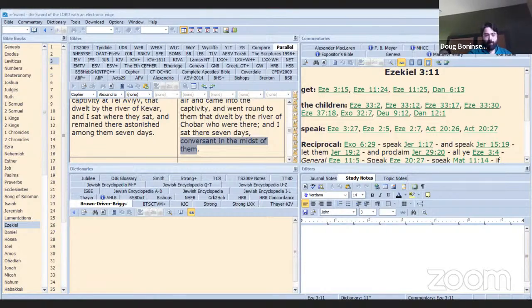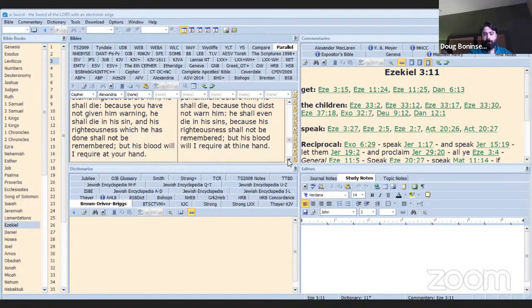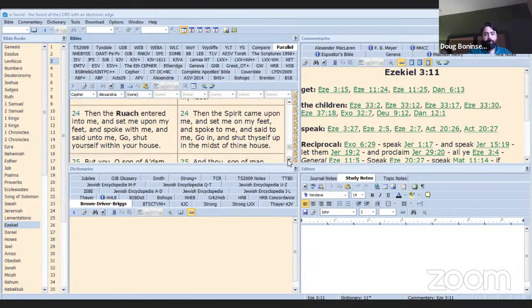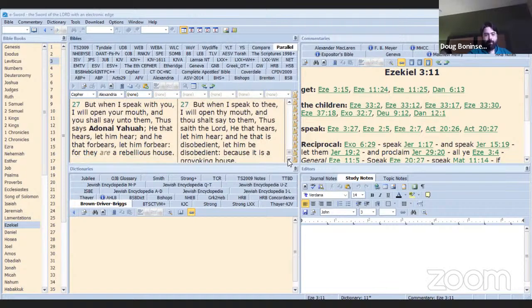So let's see here. Ezekiel 3:27, we're going to go to next. So verse 27 here. We'll see how much time we have. I think we might be able to at least get down to chapter 10 for today.